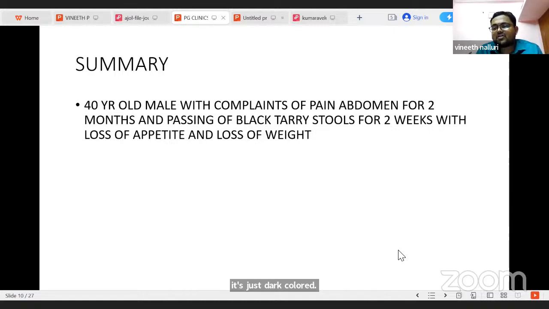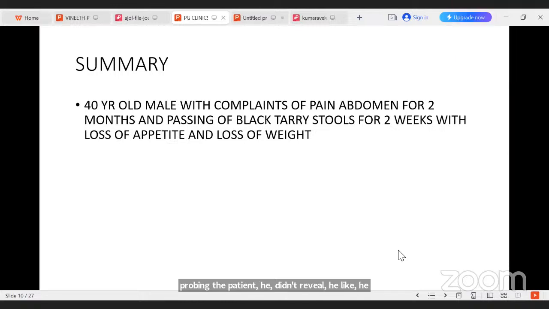The patient as such does not have any past treatment history, ma'am. For the past 2 months, only due to abdominal pain, the patient has been taking some NSAIDs from a private hospital. On probing, he does not have any history of taking iron tablets for anemia. What is the characteristic of melena? Black tarry stool is one of the characteristics.